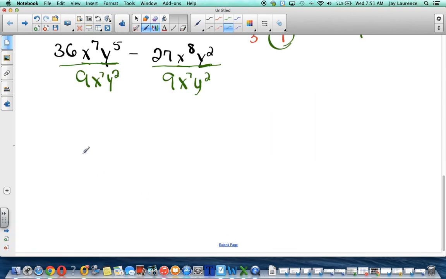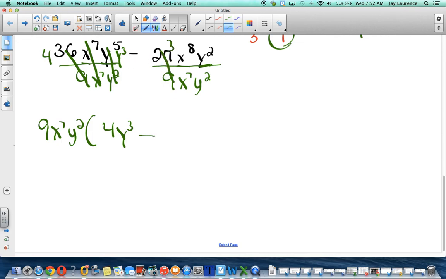Okay, the GCF comes out front when I do that. I'm actually undistributing here. We're going to call it factoring soon, but for right now, undistributing works really well. 36 divided by 9 is 4. x to the 7th will cancel. y to the 5th over y squared, I think that'll be y cubed. Now notice I don't put the multiplication symbol in there. See my subtraction sign? I need it. 27 divided by 9 is 3. x to the 8th over x to the 7th, well, that'll be x. y squareds cancel, and there you go.